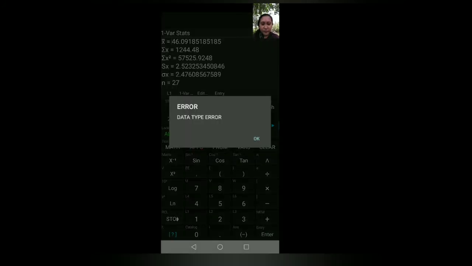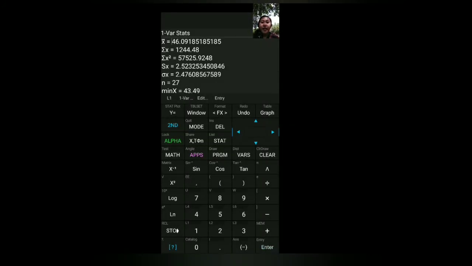And after it, we need to press second, the color is blue. Here, second, and it puts 1-Var Stats. And after that, we need to press L1. As you have seen, it has L1 in upper text. So we have L1, and then enter. So here is the answer for the data population of the Olympic men's 400-meter dash.